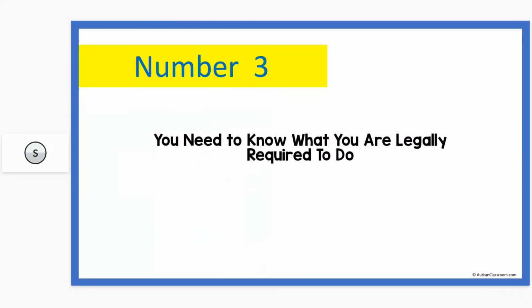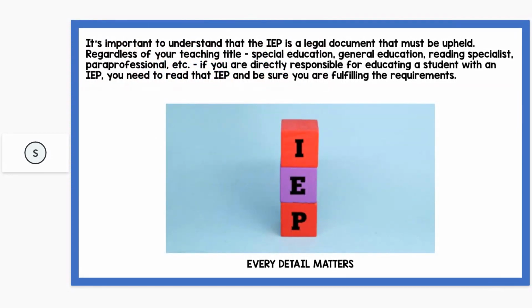The third thing you have to know is what you're legally required to do. So it's important for us as special educators to understand that the IEP is a legal document and it must be upheld. So regardless of your teaching title, if you're a special educator, if you are a reading teacher, if you're a general ed teacher, if you're a paraprofessional, we are responsible for educating the student with an IEP. And we're going to have to read that IEP and make sure we're fulfilling the requirements.